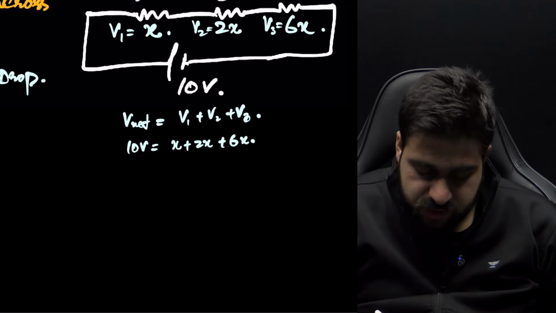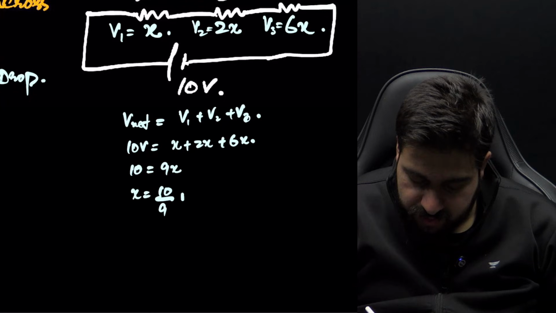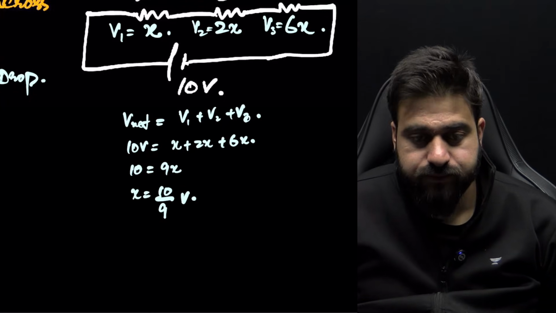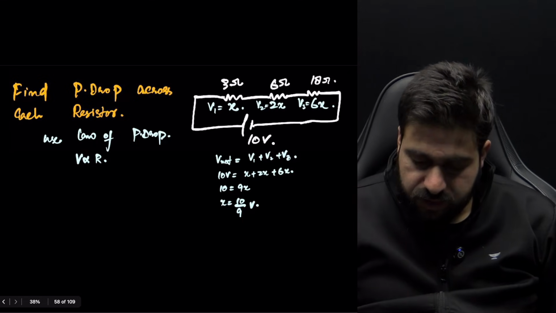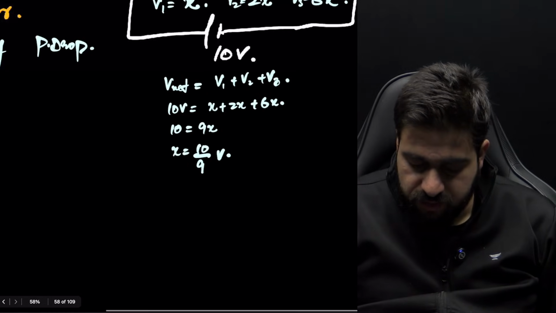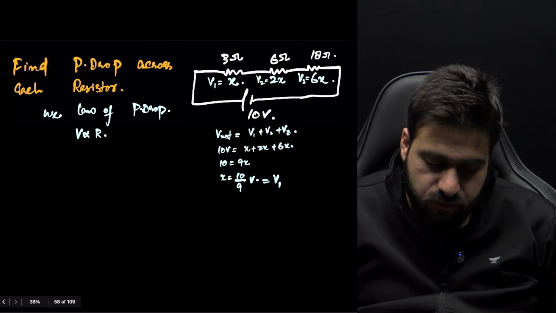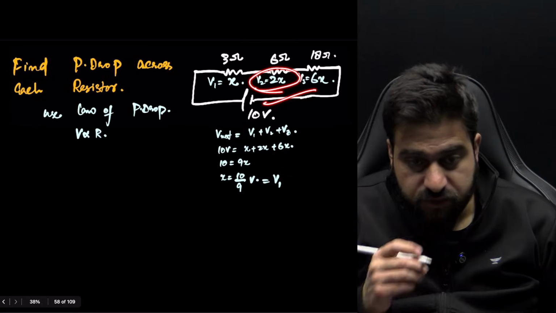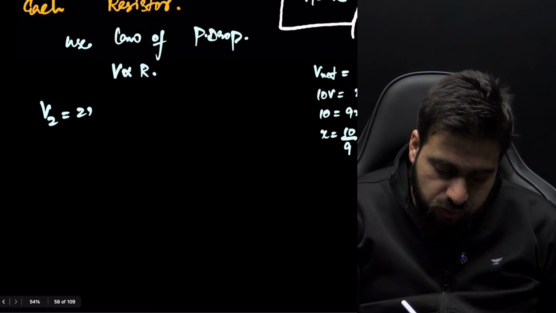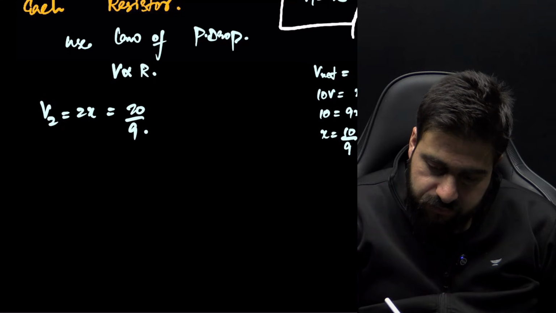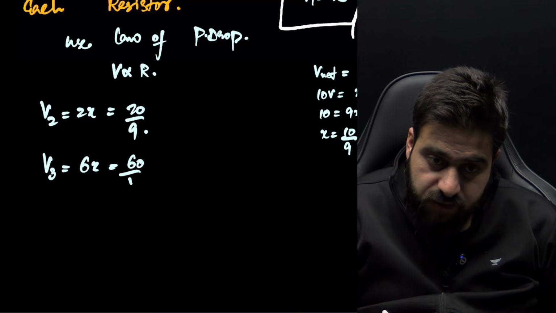6 plus 2 is 8 plus 1 is 9. So 10 is equal to 9X. X will be equal to 10 divided by 9 volts. This is the value of V1. If I say what is the potential difference V2, guys, what is V2? V2 is the potential difference across the second, so V2 will be 2x, that is 20 by 9. V3 will be equal to 6x, that is 60 by 9.